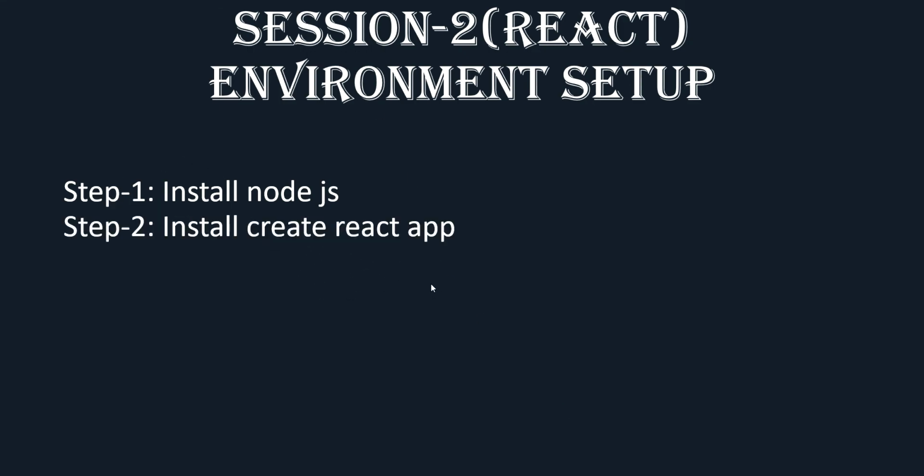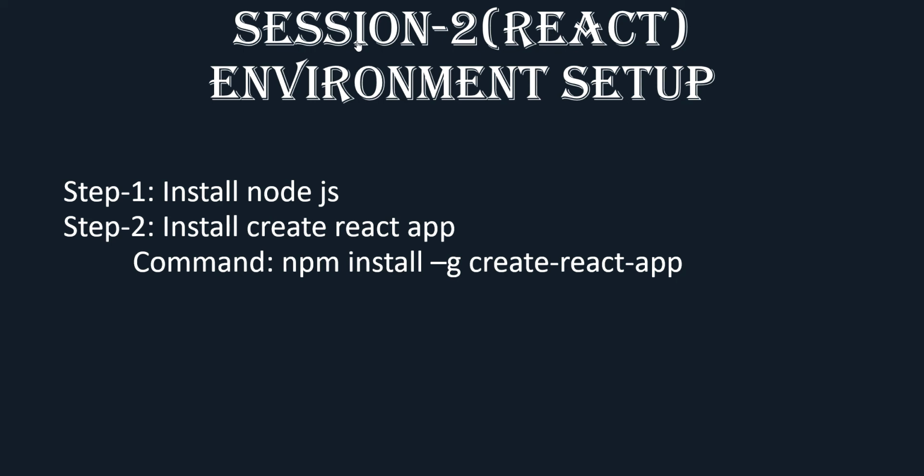And we would need to install create-react-app. So what is the command for installing it? The command is npm install --global. I mean, if you want to install it globally, you need to specify -g, or if you would like to install on your current directory, then this is not required. If you want to install it in the current directory, then we'll have to specify only dot. All right, so let's install this.